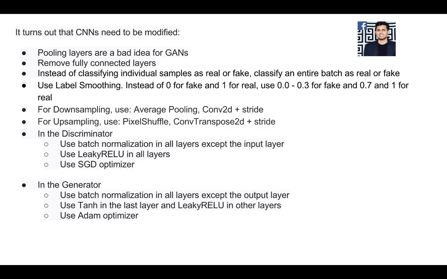In the generator, use batch normalization in all layers except the output layer. Use hyperbolic tangent in the last layer and leaky ReLU in other layers as a nonlinear transform. Use the Adam optimizer. That's what they found.